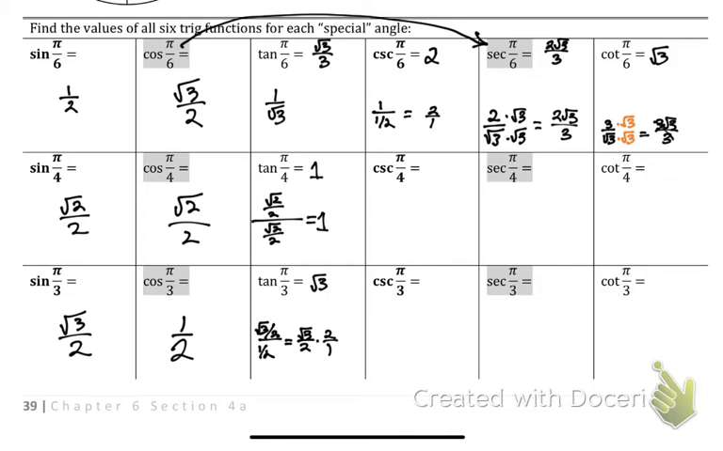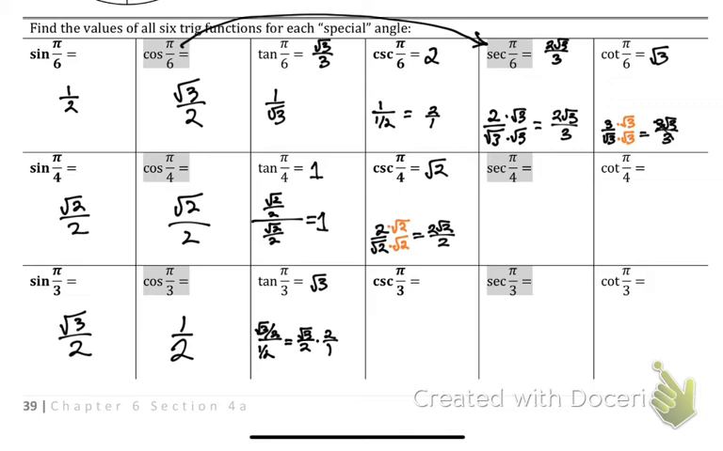Now, if my sine of pi over 4 is square root of 2 over 2, don't simplify it, but what would my cosecant of pi over 4 be? Not simplified, it would flip it. So it'd be 2 over square root of 2. Multiply the top and bottom by square root of 2. We'll have 2 square root of 2 over 2, which just equals square root of 2. But we did that above there.